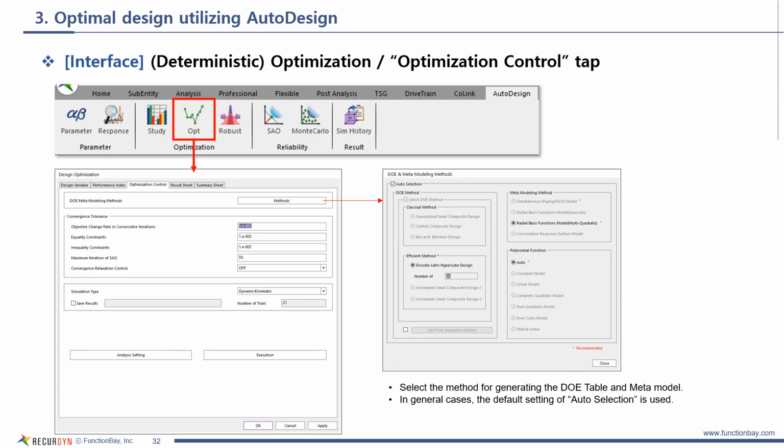Next, let me proceed with the settings for optimization. By clicking the buttons for DOE and Meta Model link method at the top, a dialog box will open where you can choose the methods for generating the DOE table and creating the meta model. In most cases, it is recommended to use the default option Auto Selection. However, for detailed information about each algorithm, please refer to the manual.